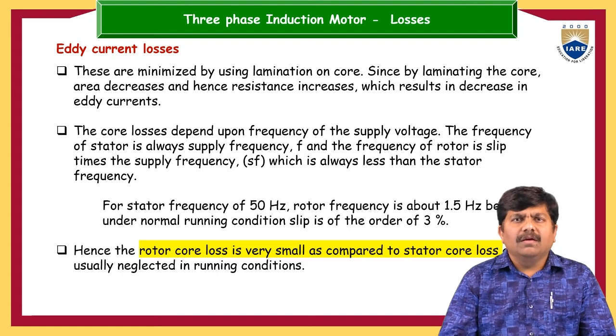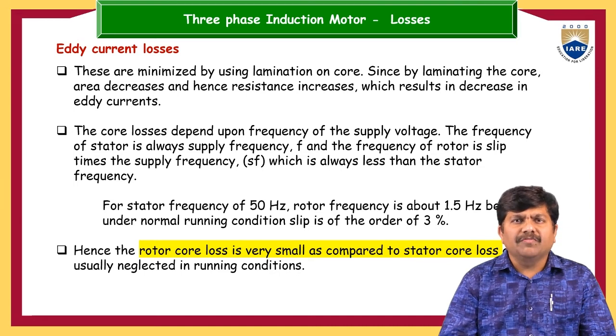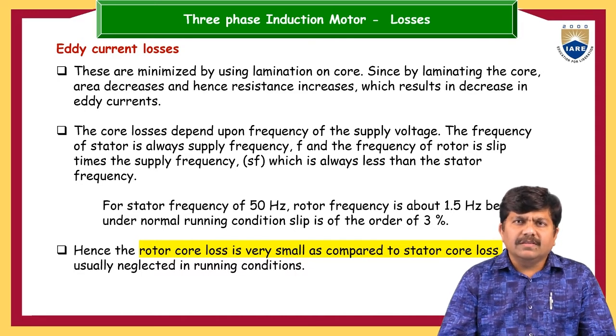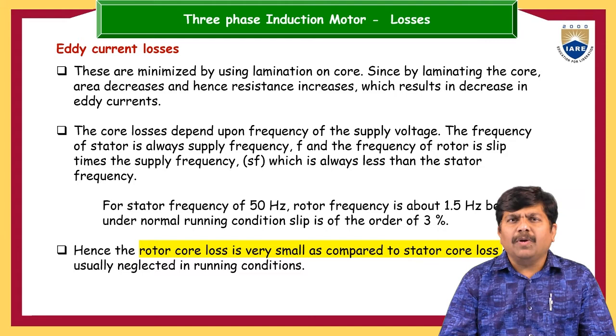Whereas in the rotor, the operating frequency of the rotor is very, very small, that is slip times the supply frequency. So if you give a 50 Hz AC input to the stator frame, almost about 1.5 Hz becomes the frequency of the induced voltages and currents in the rotor segment, with a slip of about 3%. So 1.5 Hz as compared to 50 Hz is nothing. So in the rotor also core losses will happen, but as compared to the stator core losses, rotor core losses can be neglected. This is one of the important points we have to remember as a part of eddy current losses.